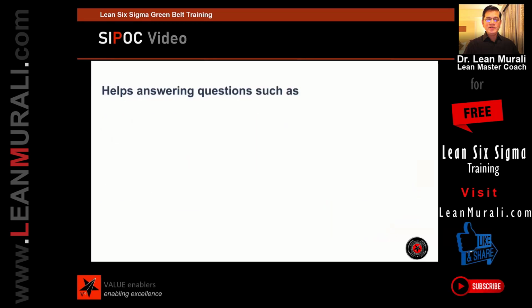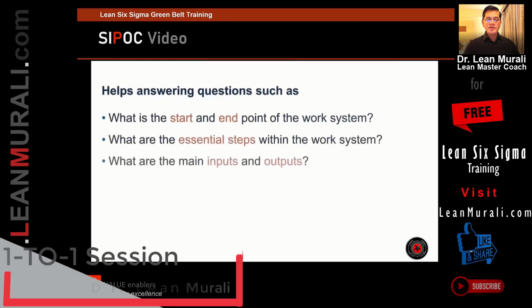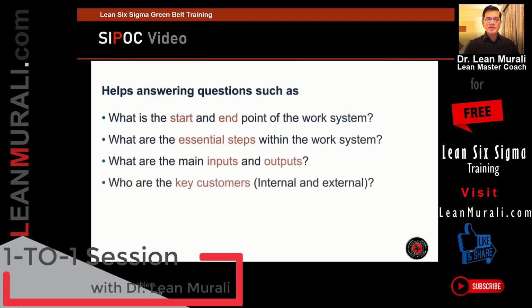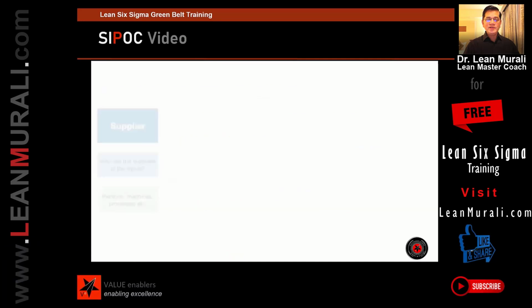The SIPOC diagram will help us answer questions such as, what is the start and end point of the work system? So basically, what is the scope of the work system? What are the essential steps within the work system? What are the main inputs and outputs? Who are the key customers, internal and external? Who are the key suppliers? And what are the customer demands?